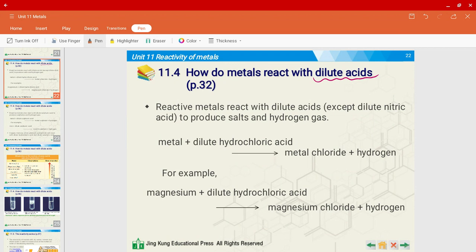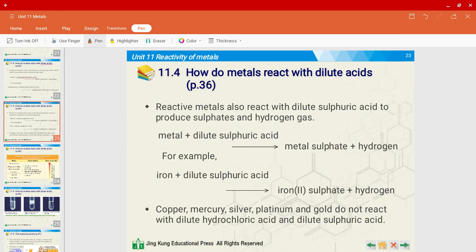One big point that I want to mention is that the dilute acids that will be talked about in this unit, there are only two kinds. The first one is dilute hydrochloric acid, and the second one is dilute sulfuric acid.